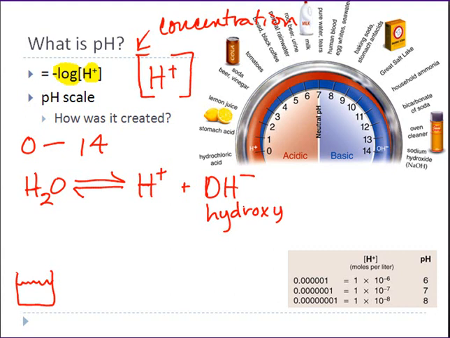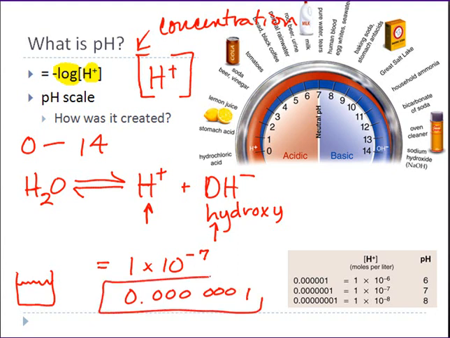In pure water, it turns out that the concentration of these hydrogen ions and the concentration of these hydroxy ions is about 1 times 10 to the negative 7th. That's 0.0000001. So it's a very tiny amount of all the water in that beaker that is in the state of being split apart into a hydrogen and a hydroxy ion.